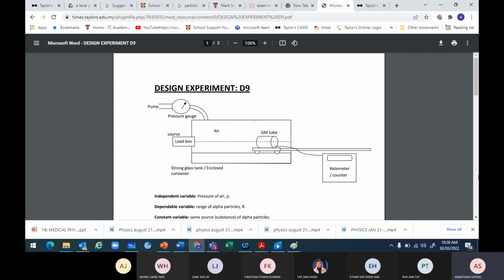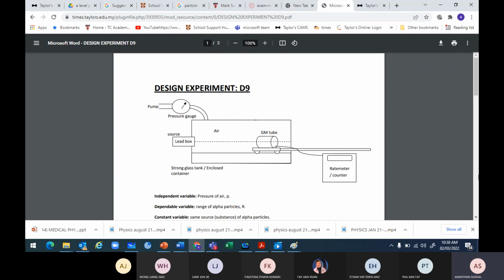Is the last box inside the glass? That box has to be inside the glass. Why? It cannot be outside. If it's outside, the glass is going to block it, so the range will be affected, right? We don't want the alpha to be blocked by anything, so it has to be inside.